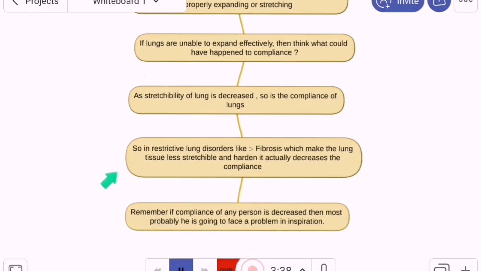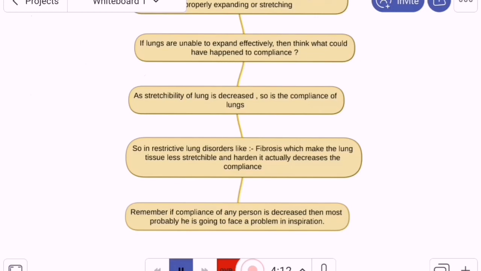So in restrictive lung disorders like fibrosis, which makes the lung tissue less stretchable and hardens it, the compliance actually decreases. So diseases like fibrosis make the tissue of the lungs harder, right? So they decrease the stretchability. And as the tissue becomes less stretchable, so does the compliance. Compliance gets decreased. Okay, that is the main thing. The relation between the lung disorder and the compliance made super simple.